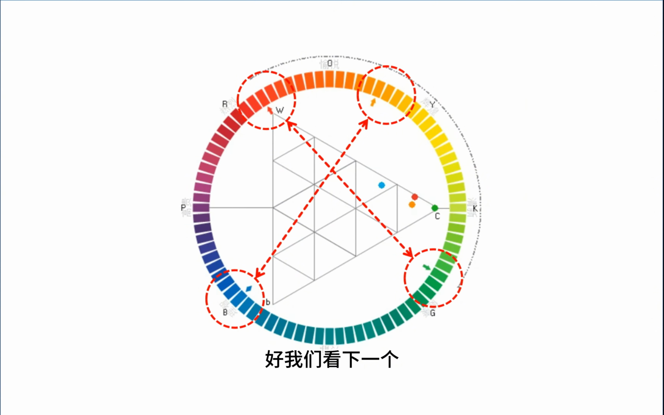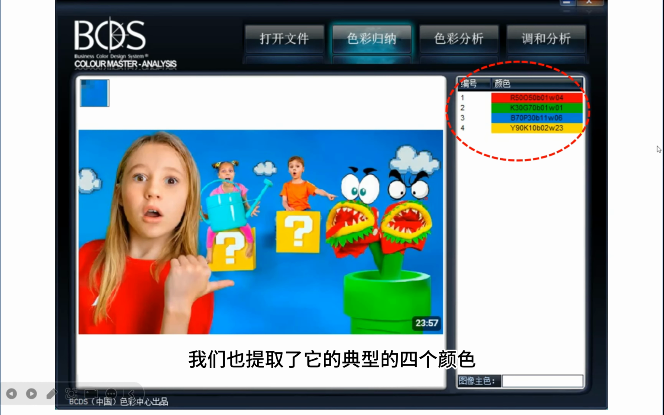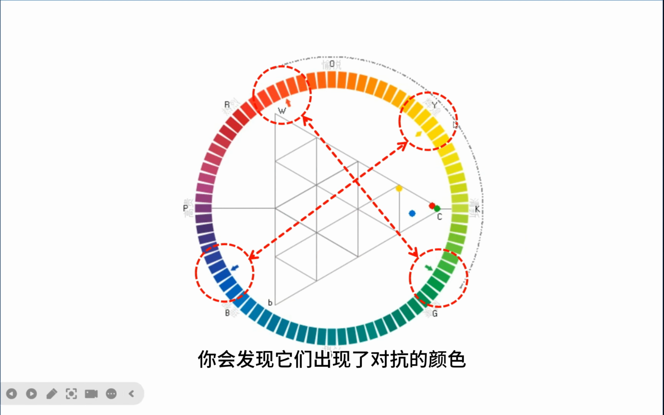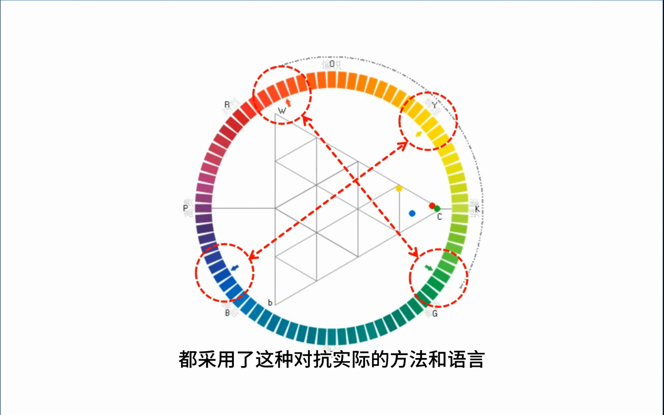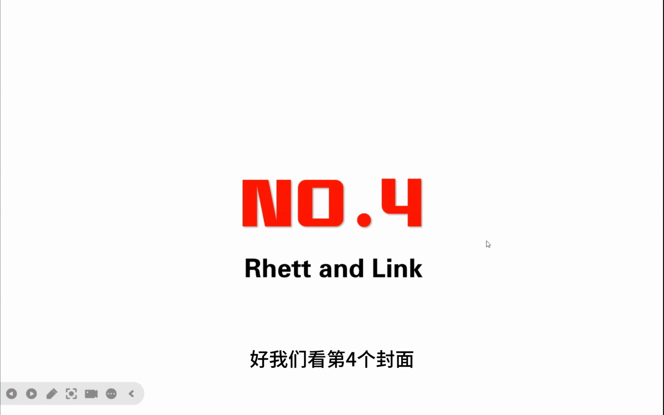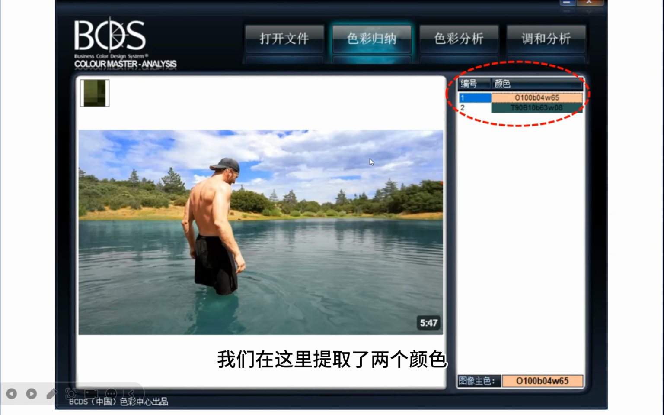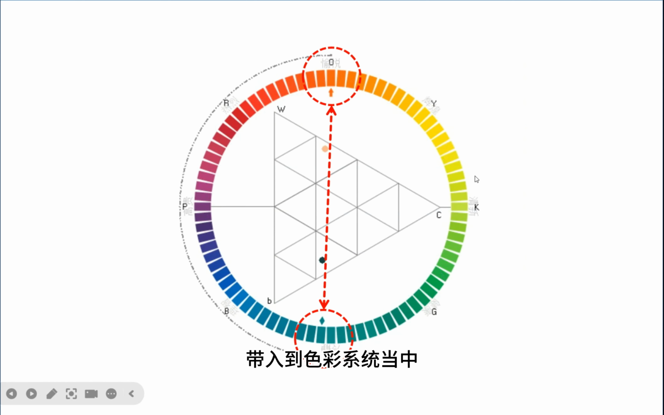Okay, let's look at the next one. Third place. We've extracted the typical four colors. Let's take a look at the results of its color analysis. You'll notice they come up against each other. This shows that among their hue, both adopt this opposing approach and language. Okay, let's look at the fourth cover. We've extracted two colors here, a typical large area color. One is the color of the skin, one is the color of water. We will combine these two colors into the color system. We obviously see he also confronts the visual relationship of color.